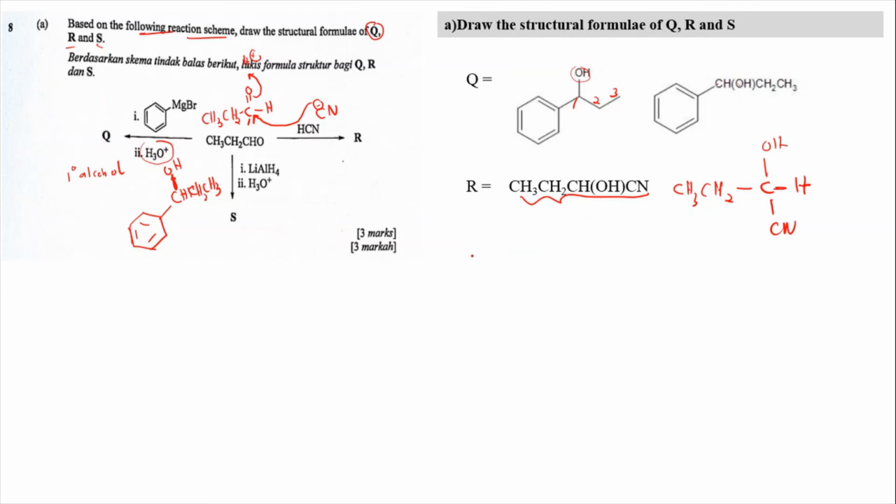Okay, and then for S, the aldehyde will undergo reduction using lithium aluminium tetrahydride followed by hydrolysis. So what's going to happen here is that when it undergoes reduction, it's going to become CH3, CH2, CH2, and then OH. Okay, so it's going to become a primary alcohol. So you can also draw it in terms of CH3, CH2, CH2, OH, which is propanol here. Okay, so that's for question 8a.